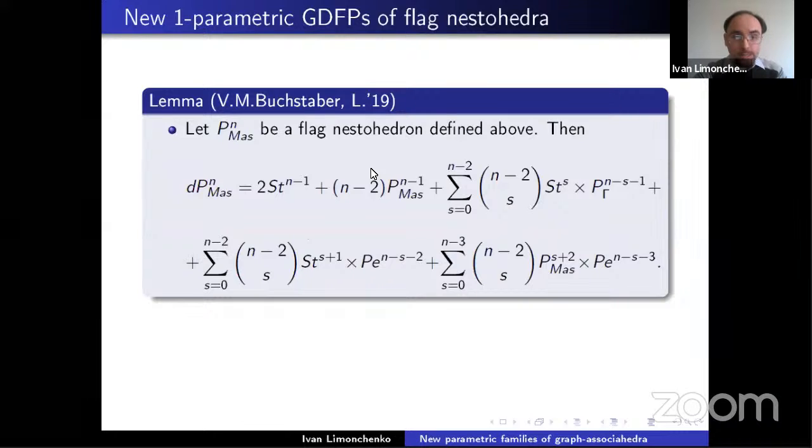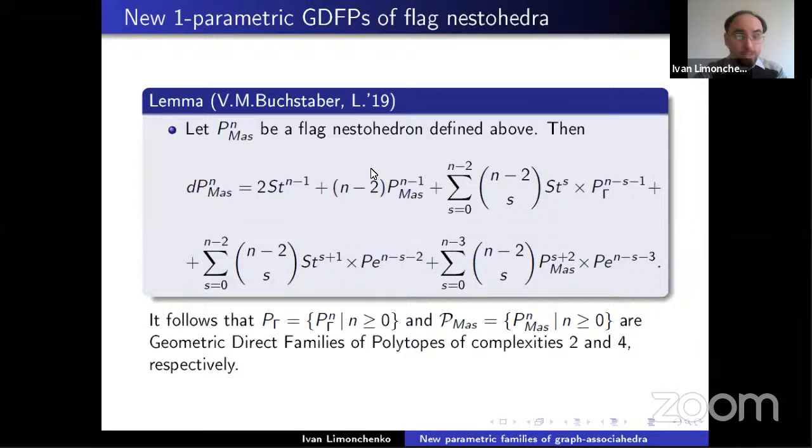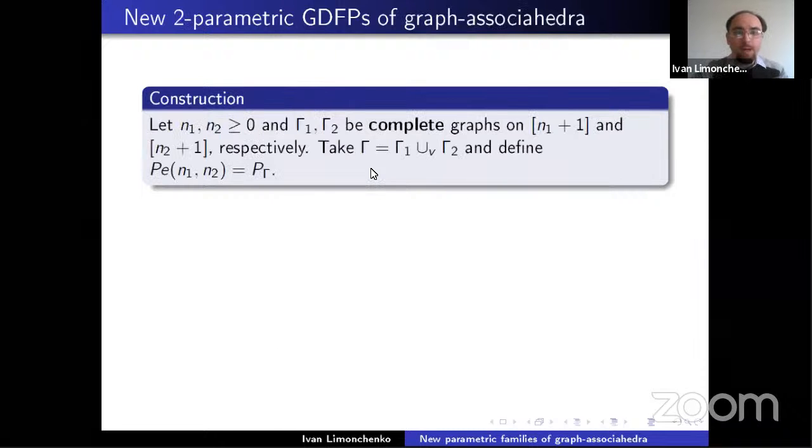And now P mass in the boundary contains stellahedra, P mass itself, P gamma, and stellahedra. It means that the complexity of P mass is 4. So we obtained a family of graph-associahedra P gamma of complexity 2 and a family of flag nestohedra P mass, which are not graph-associahedra, it can be shown, and has complexity 4. Well, so now I'm going to answer the first problem we stated with Victor last year.